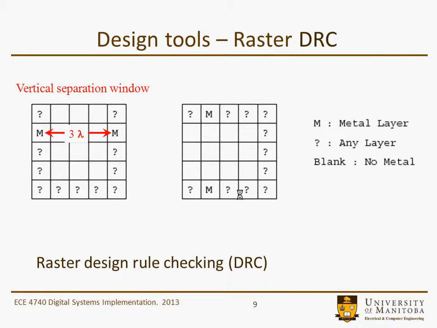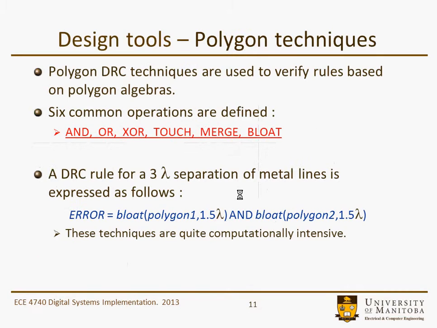Anyway, here's a simple picture of a couple of masks. One is going to be the vertical separation window, so it'll make sure that the metal wires are separated by 3 lambda vertically, and when the template is passed over the image, the horizontal separation window would tell you if there's a design rule violation when you scan that template horizontally.